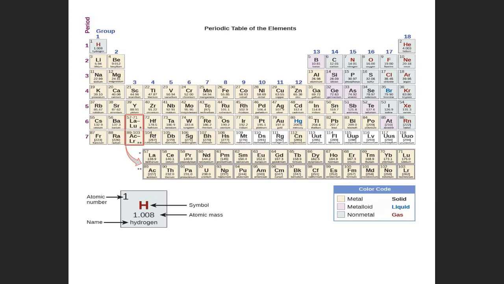You can message me. Can you find the nickel and tell me in this periodic table what is the atomic number of nickel? Okay, here it says 14.